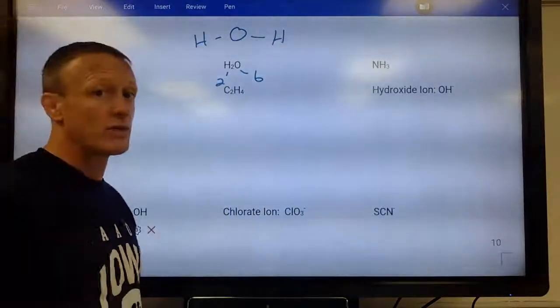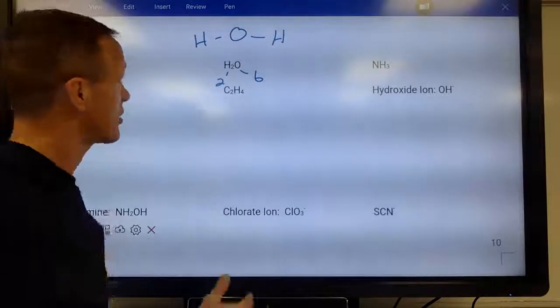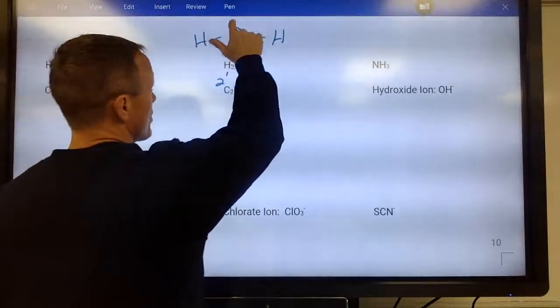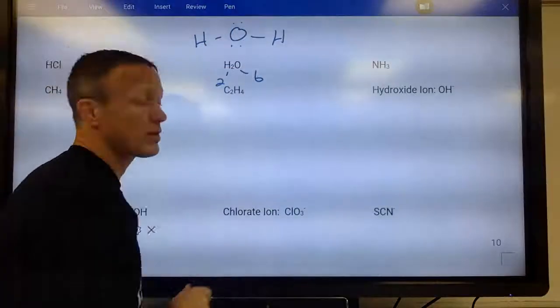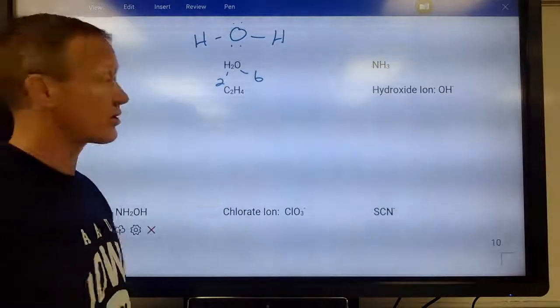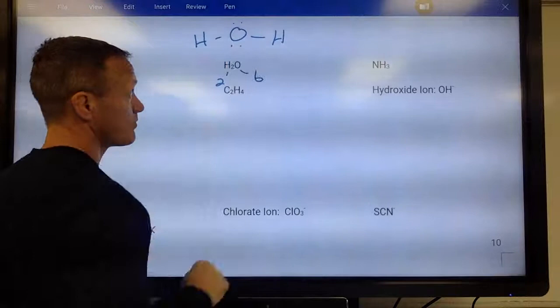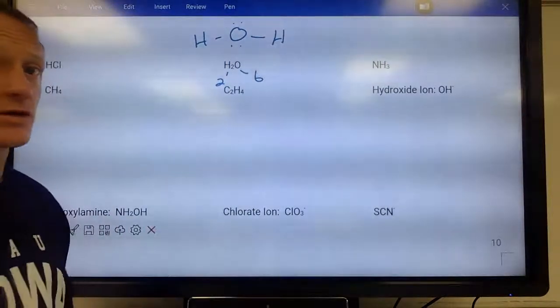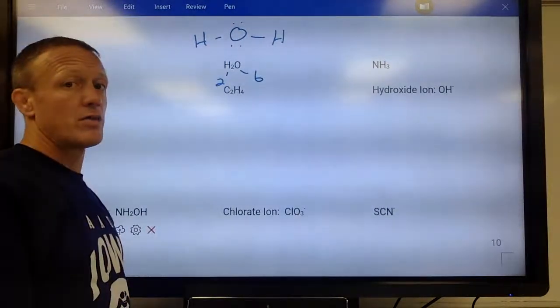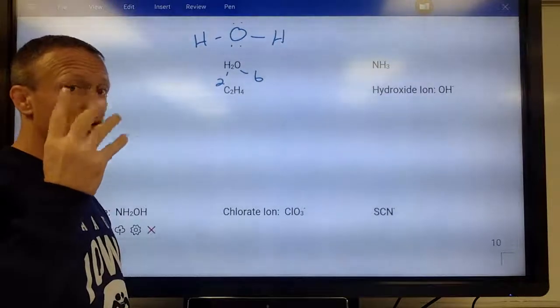Anything right of the stair step, I give 8 electrons to. Oxygen's right of the stair step, so it needs to have more electrons. So it's got shared pairs and unshared pairs. There's 8 electrons in this molecule, 4 electron pairs around the central element.